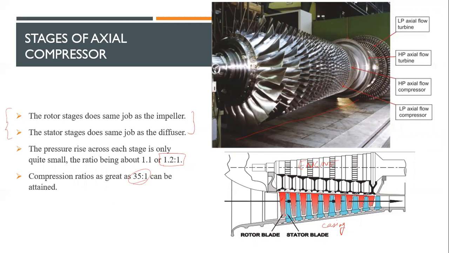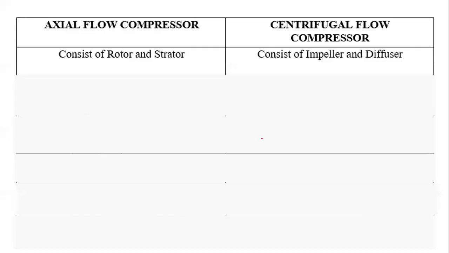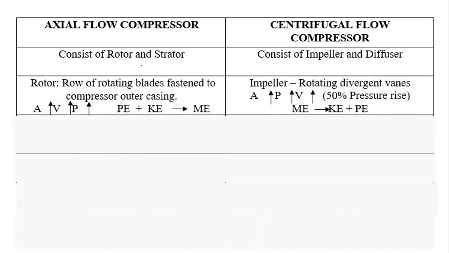Now you can see one thing for sure, that I told you that all of this in between will cause a divergent duct, and that is how it is made. So all in all, let's do a comparison of both of them, which we studied till now, axial and centrifugal. Axial consists of rotor and stator, and this is the stator. Yeah, correct.